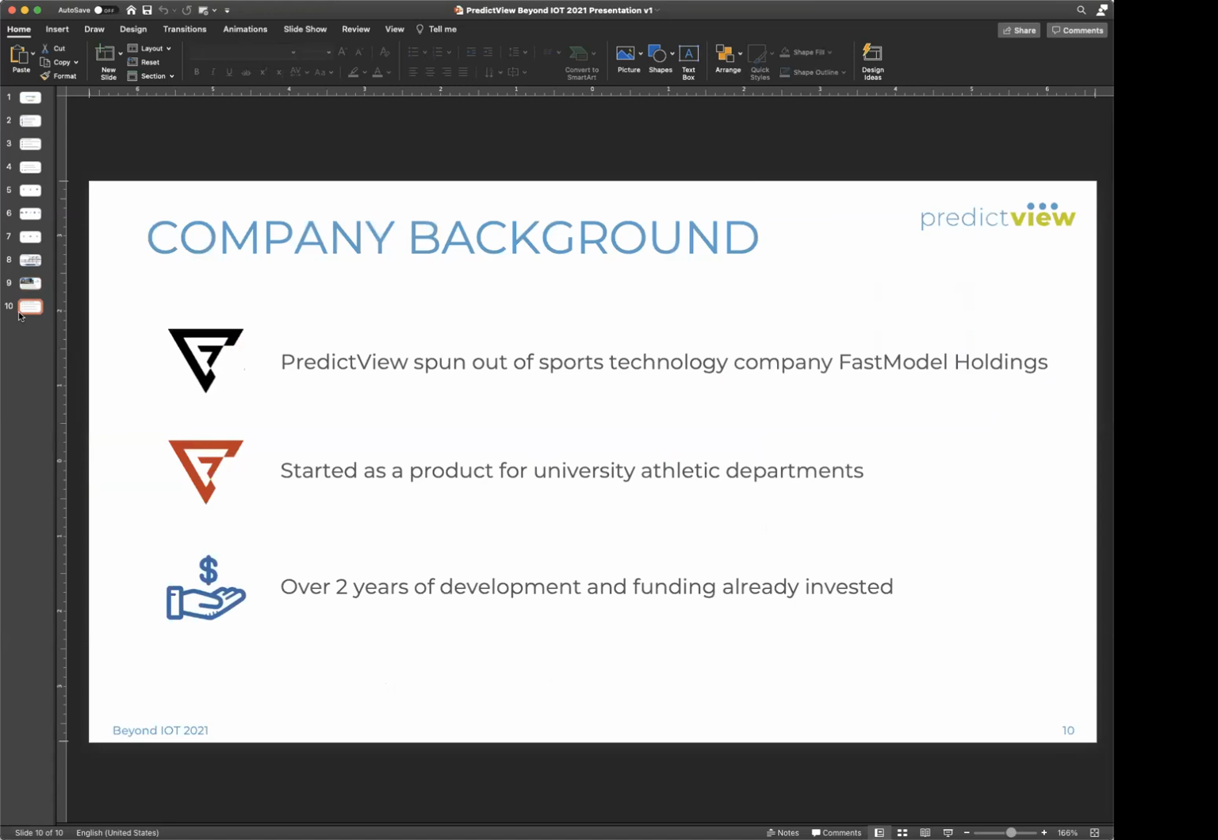Finally, a little bit about the company. PredictView Technologies was spun out of a sports technology company called Fast Model Sports. It originally started as a product for university athletic departments to help them cope with behavioral illness issues with their student athletes, their coaches, and their recruits. Over 2 years of development and over $2 million of funding have already been invested to develop the working system that is deployed. And we are currently raising capital to take this product to market and generate revenue later this year. Okay, Manuel, that's it for me.